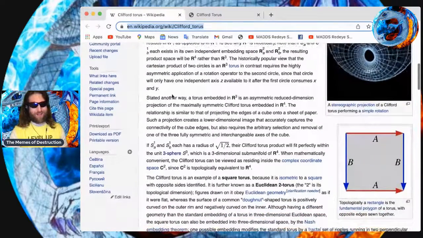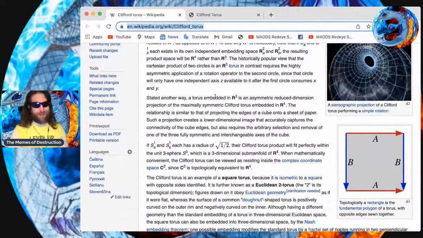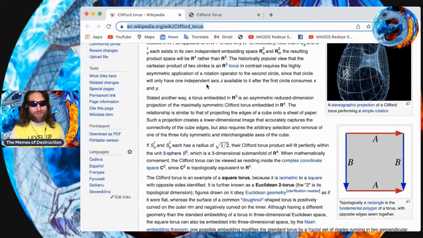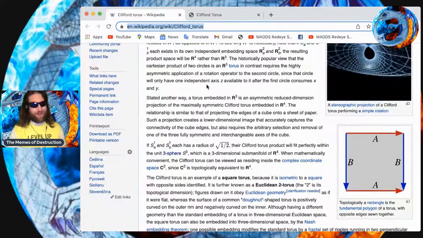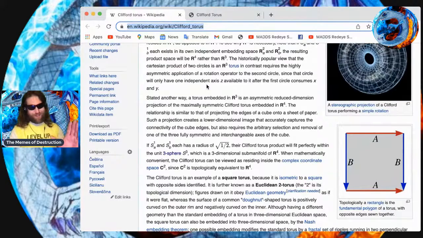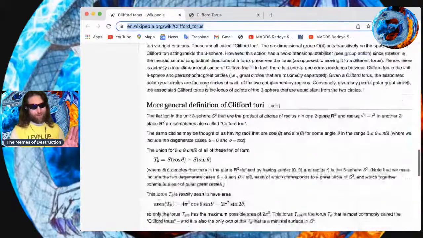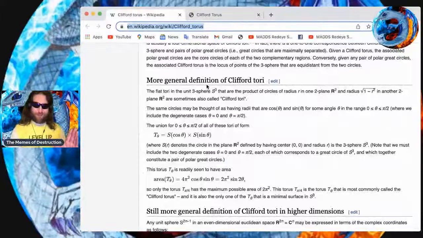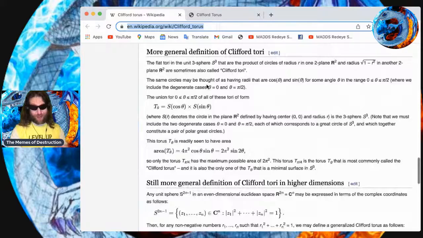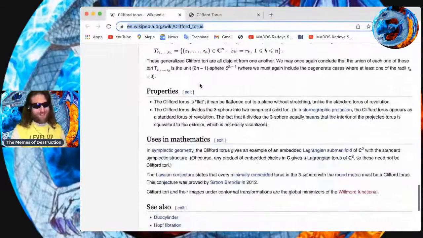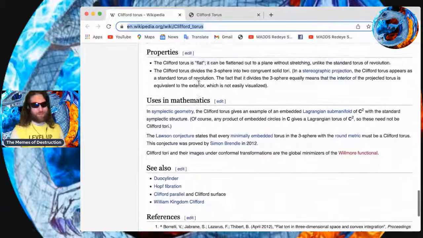So basically, to say it another way, a torus embedded in R3 is an asymmetric reduced dimension projection of the maximal symmetric Clifford torus embedded in R4. Why am I bringing any of this up? Well, it got me to think when I was listening back to some old stuff that I had heard about before, but now I actually listen again, and I'm starting to understand this. Thank you, Thad. As well as Jen. Thank you. But the properties here are very interesting.